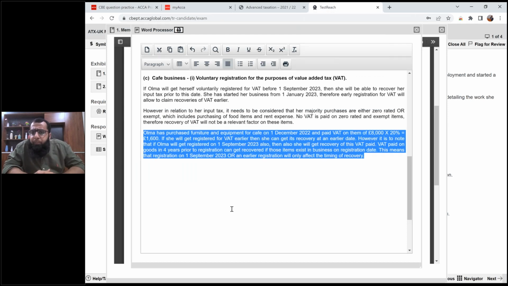I'll check it. Okay. Yes, I'm writing the advantages first, and then I'll go to the disadvantages. If you see, I'm discussing the benefits first, I'm discussing the recovery, but I'm making an argument along with it.